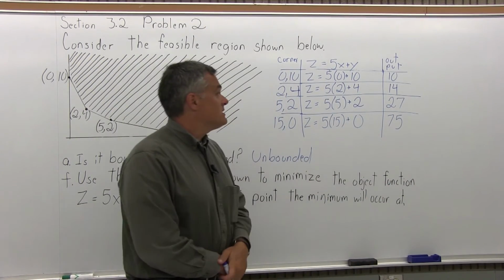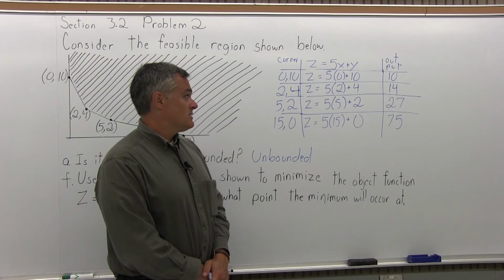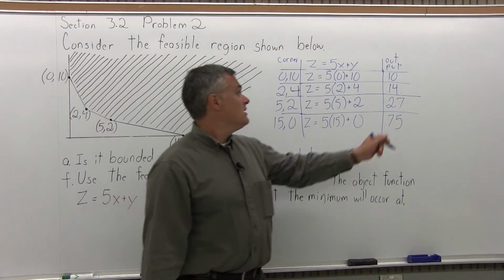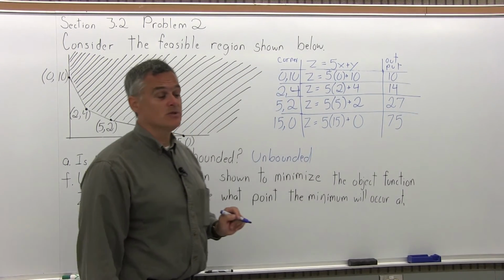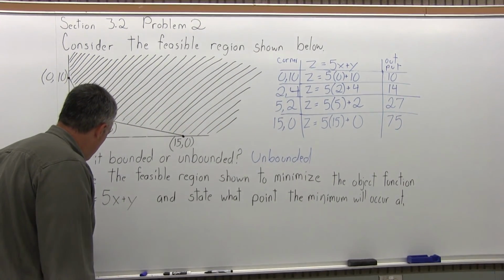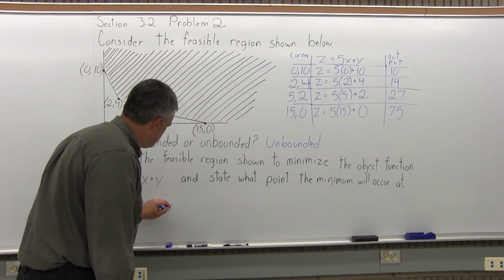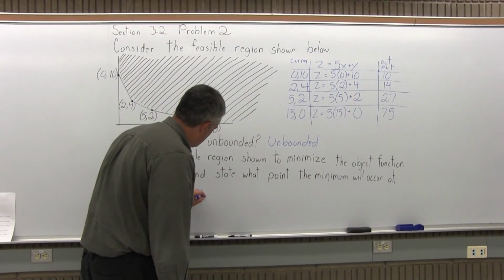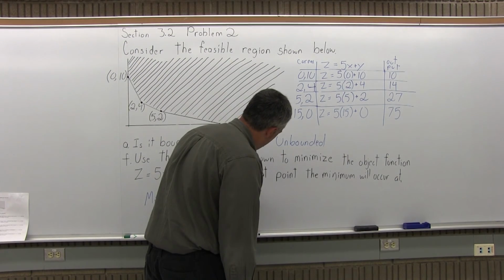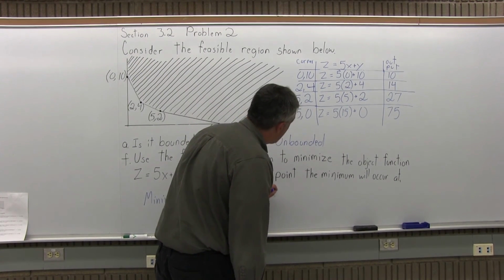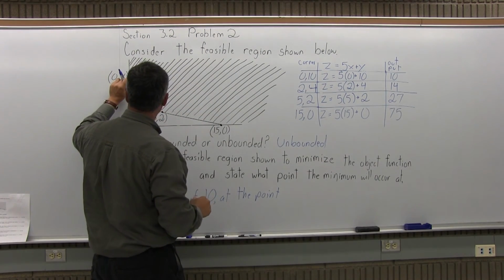And now we want to state what the minimum of the object function is. So my choices for output are 10, 14, 27, or 75. Well, the smallest value is 10. So we can say minimum of 10. And then at the point, my output of 10 came from the corner point 0, 10.